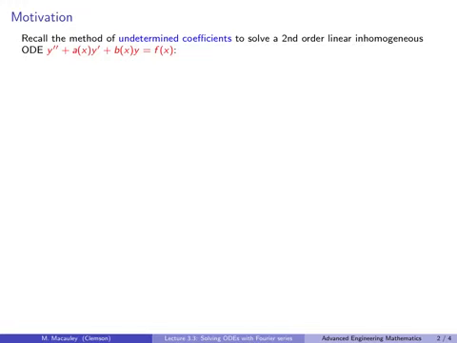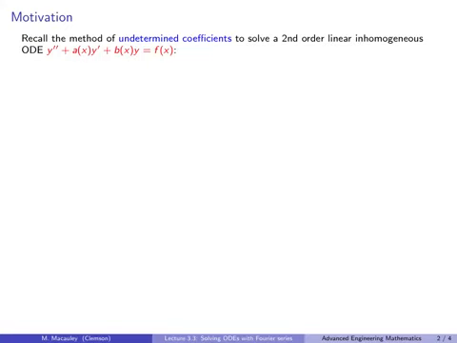Recall from the previous section the method of undetermined coefficients to solve a second-order linear inhomogeneous ODE. So one like this, y double prime plus a of x y prime plus b of x y equals f of x. Now f is the forcing term. Previously we usually did these where t was the variable, but now we're going to use x.